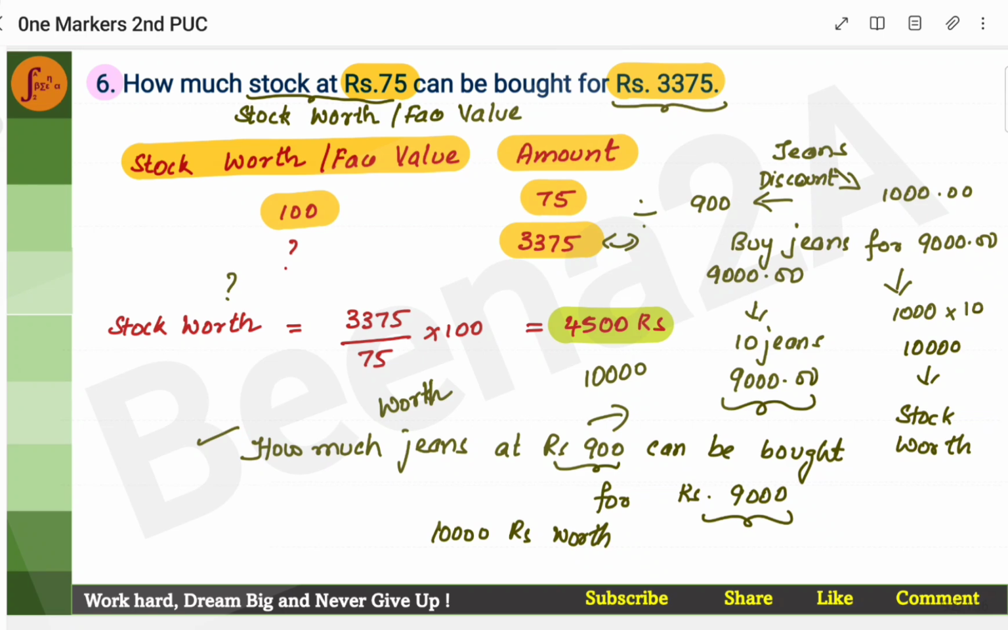So now you understand, he is buying it at a lower price. The face value or the original value of the share is not given here. That time you assume it is 100 rupees. That's what we have done. So for 100 rupees stock, he is buying it at 75 rupees. Obviously, he is buying it at a lesser price, but the worth of the stock is more. He is spending only 3375, but he is getting 4,500 rupees worth stock.